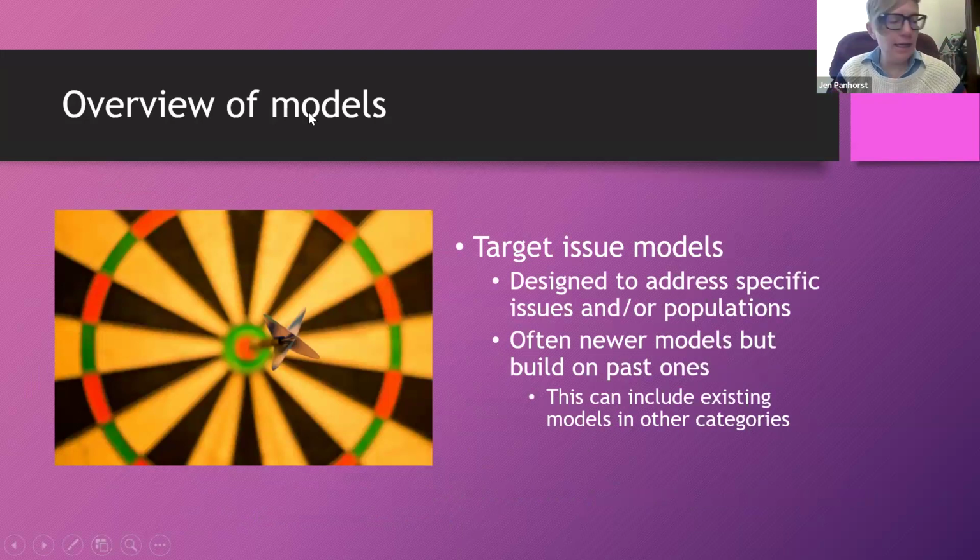All right, and now we'll cover target issue models. So these are, I would say, the most narrow and specific, like the name implies, because it's looking at addressing very specific issues or populations. A lot of these are newer models, but they tend to build on past ones that exist, including ones that are outside of target population models, cobbling it together to make these work for the specific issue or population that they're attempting to address.